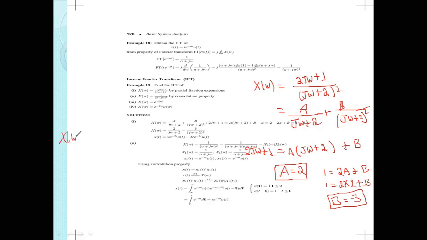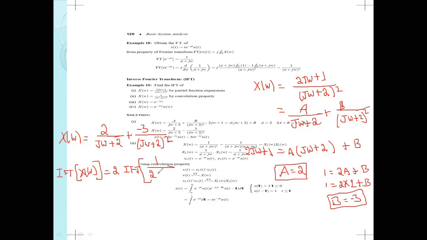Therefore, the given function X of omega is equal to 2 by (j omega plus 2) minus 3 by (j omega plus 2) whole square. Now apply the inverse Fourier transformation on both sides. The inverse Fourier transformation of X of omega, and here also the 2 is a constant, is 2 times the inverse Fourier transformation of 1 by (2 plus j omega), and minus 3 times the inverse Fourier transformation of 1 by (2 plus j omega) whole square.